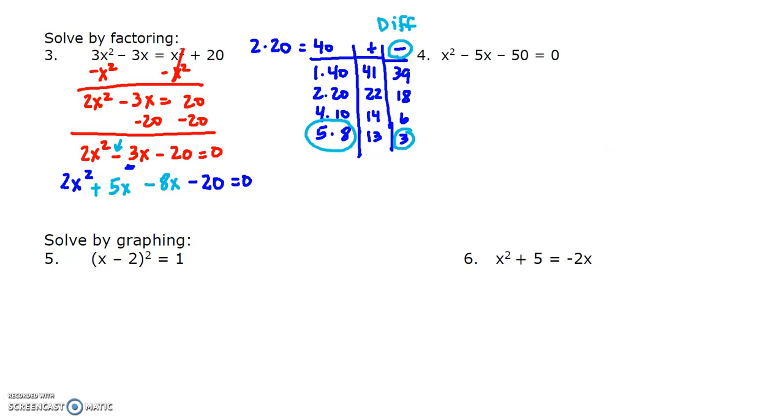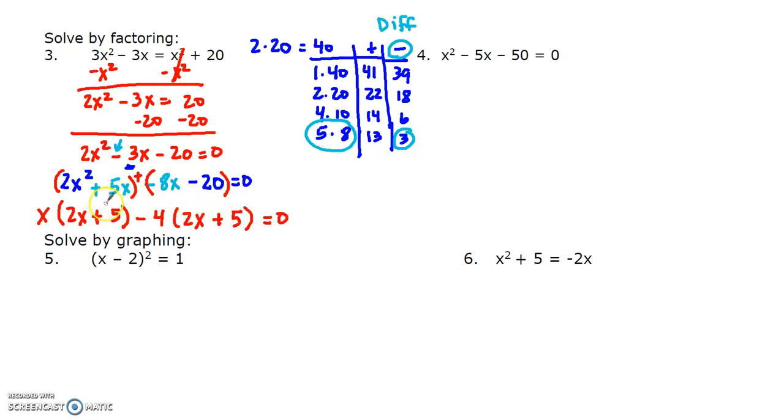And now that I have it into 4 terms, I should be able to group to factor. So I'm going to group the first 2. Did I say 5 terms? In 4 terms? Anyway. Okay, so I'm going to group the first 2 and then group the second 2. And then I will factor out what's common here. So in the first set of parentheses, I can factor out an x. And that will leave me 2x plus 5. In the second set, I can factor out a 4. And because this is a negative, it'll be a negative 4. And that will leave me 2x plus 5.